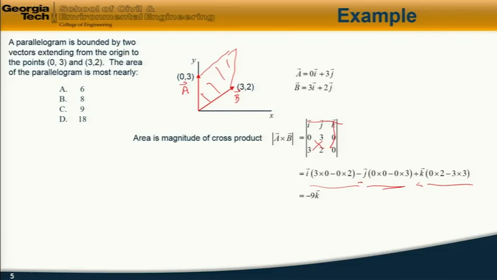But here we're only concerned with the magnitude, so we don't care about the negative sign here. And the magnitude of that vector is equal to the area, which is equal to 9. So the answer is C. And this concludes our discussion of vectors.